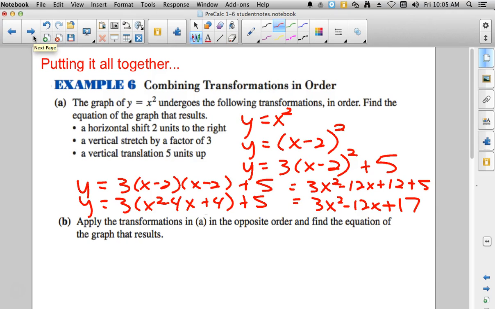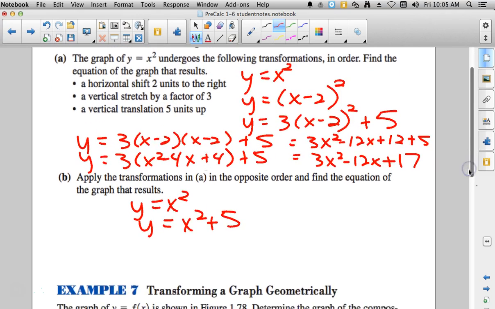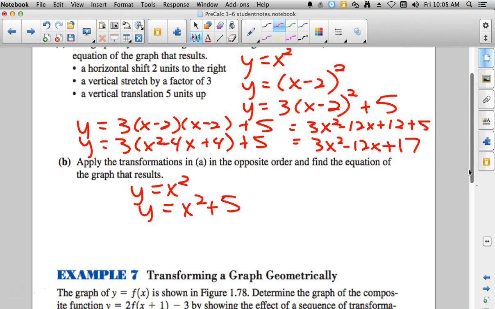Now, if the second one that we do doesn't give us the same thing, we know order matters. So we're going to put them in the opposite order this time. Vertical translation 5 units up. What do we do? Add 5. Vertical stretch factor of 3. What do we do? Put 3 out there.